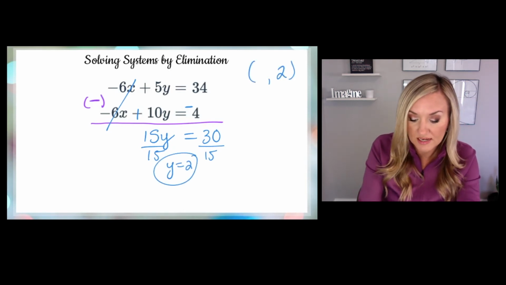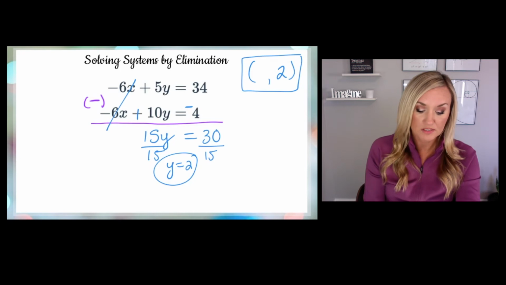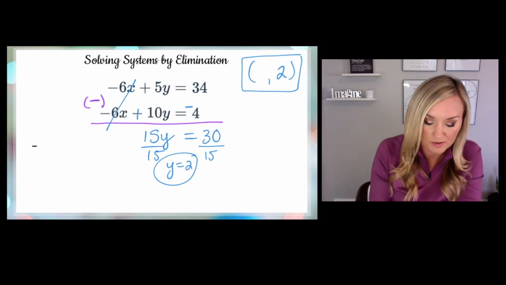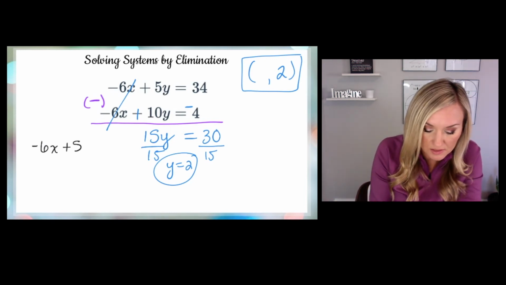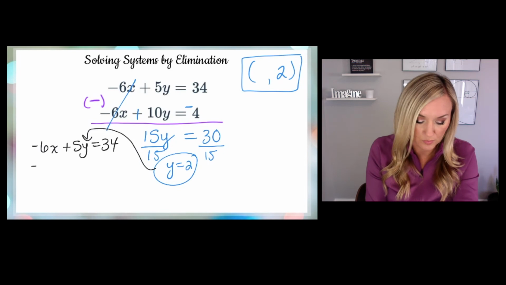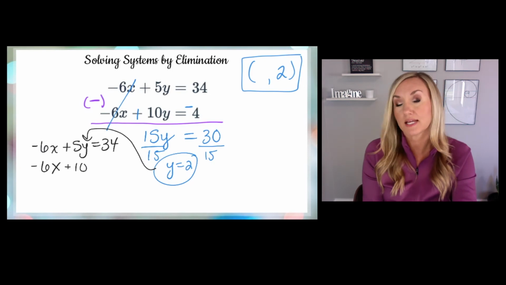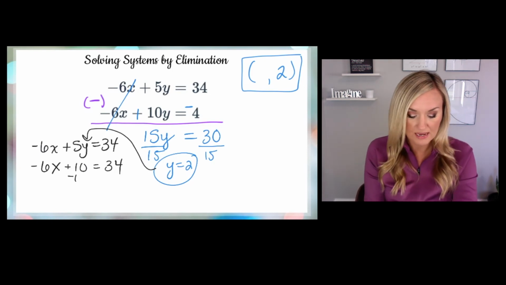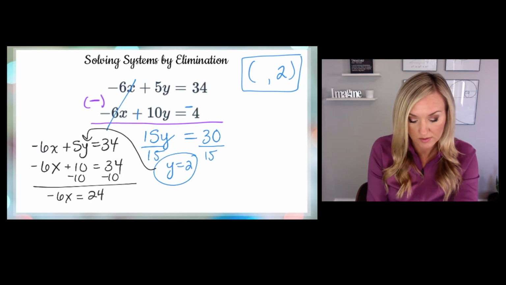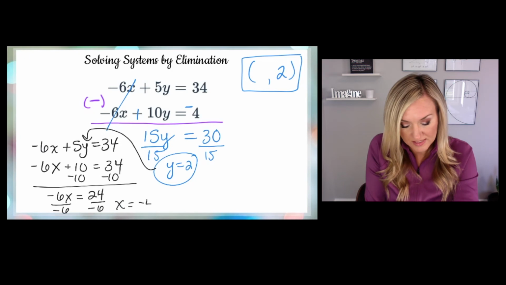So I'm going to write off to the side that we have found y, part of the coordinate, and that is 2. So now the next step is to simply plug in y for either equation. Doesn't matter. I'm just going to stick with the first one. That's what I've been doing so far. So I have -6x plus 5y equals 34. And I'm going to plug the 2 in for y. So I have -6x, and that's going to become 5 times 2. And if you're comfortable, I'm just going to say it's 10. Equals 34. Now I can subtract the 10 to the other side, and when I do that I have -6x equals 24. Yeah, perfect. And then when I divide by 6, I have x is -4.